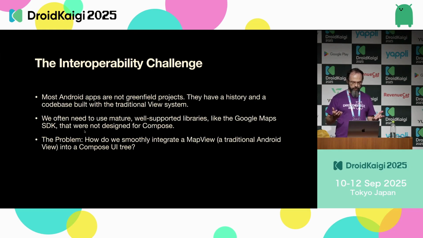Sometimes we need to use mature and well-supported libraries like the Google Maps SDK that were not designed for Compose. The Google Maps SDK, as well as other libraries, is just created with the view system in mind. So the problem now is, how do we smoothly integrate the MapView, a traditional Android view, into a Compose UI tree, which doesn't accept views in principle?